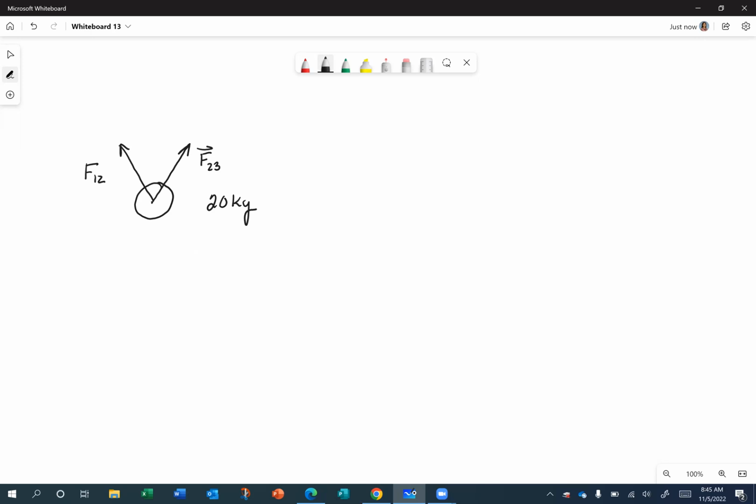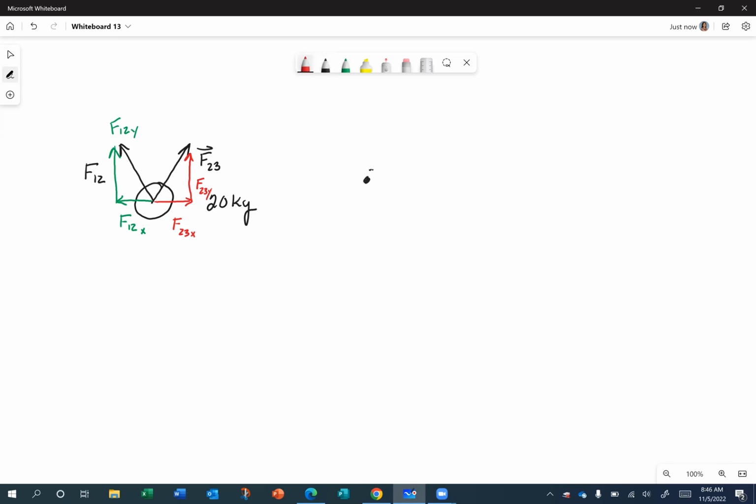We're ignoring the force of gravity, the weight. So we're going to ignore the force of gravity of the Earth on this, and we're only looking at these. So right away I can see, remember when we have forces at an angle, we break up into components. So this is force 1,2,x, and this is going to be force 1,2,y. At the same time, I'm going to have this force 2,3,x, and I'm going to have force 2,3,y.